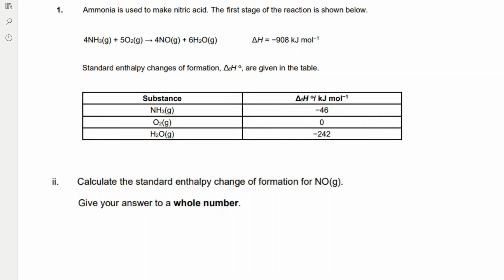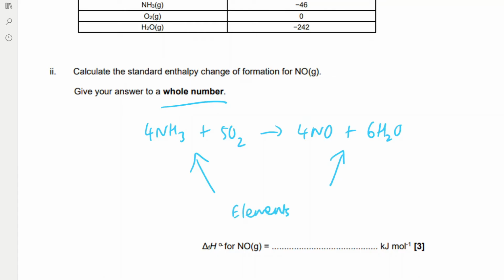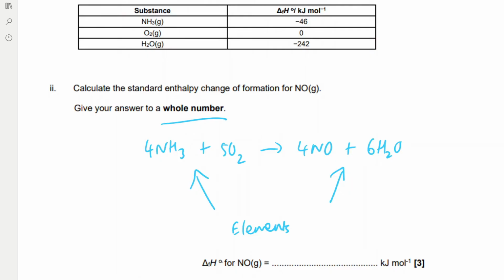So we have the enthalpy changes of formation of ammonia, oxygen, and water. Calculate the standard enthalpy change of formation for NO. We need to give the answer as a whole number. So we can start by drawing a cycle. And note that we've been given enthalpy change of formation values, so the arrows need to go upwards. Then we can label the enthalpy change of reaction, which is minus 908 kilojoules per mole.